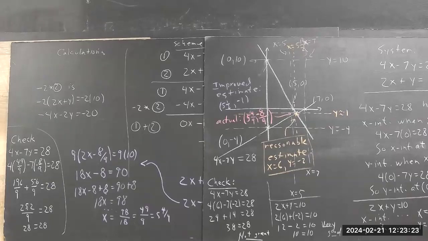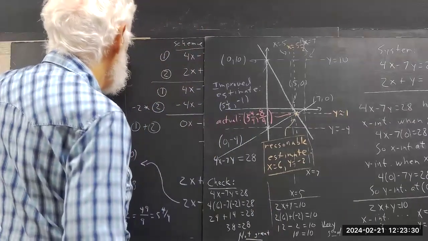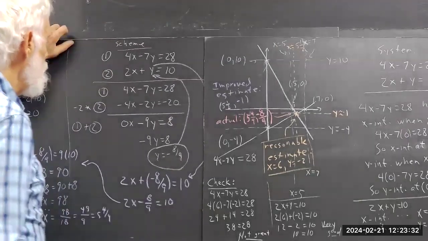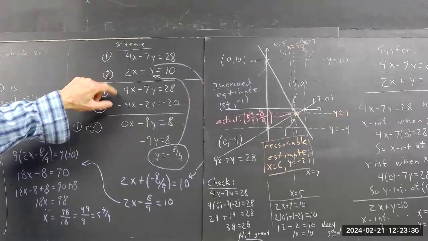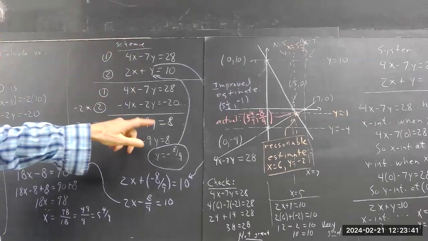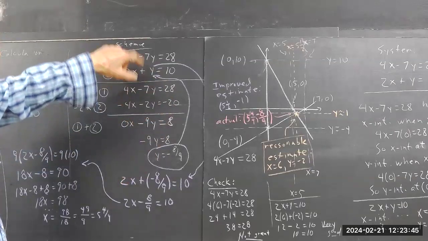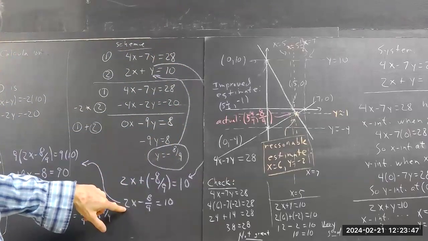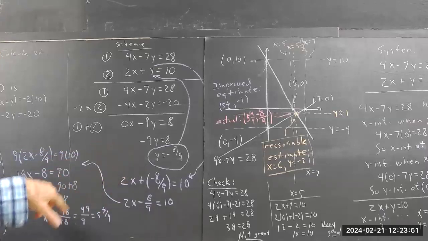Okay, so what we've done is called the process of elimination. We picked numbers to multiply these two equations by so that one of the variables would subtract out. So one of the variables disappears, we can solve for the other one. Then we take that other variable and plug it into one of the equations, we solve the equation we get, and that gives us a value for each variable, and then we check it to make sure it works.